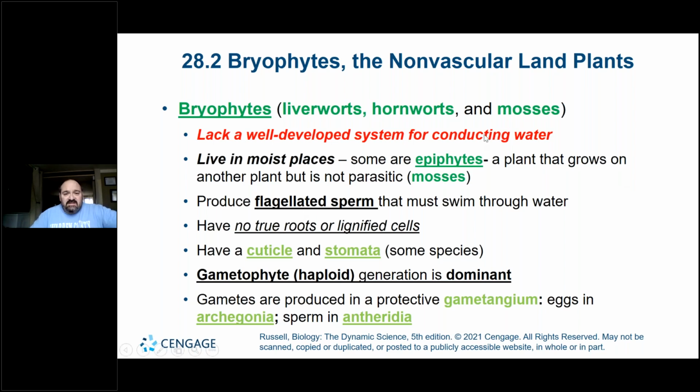So again, I said to you that there needs to be water, right? These bryophytes do not have vascularity. They don't have the xylem. So they need to be in water in order to allow for the sperm to fertilize the egg. So the sperm needs to be in a moist environment that can travel through the water to the egg. No true roots or these lignified cells.